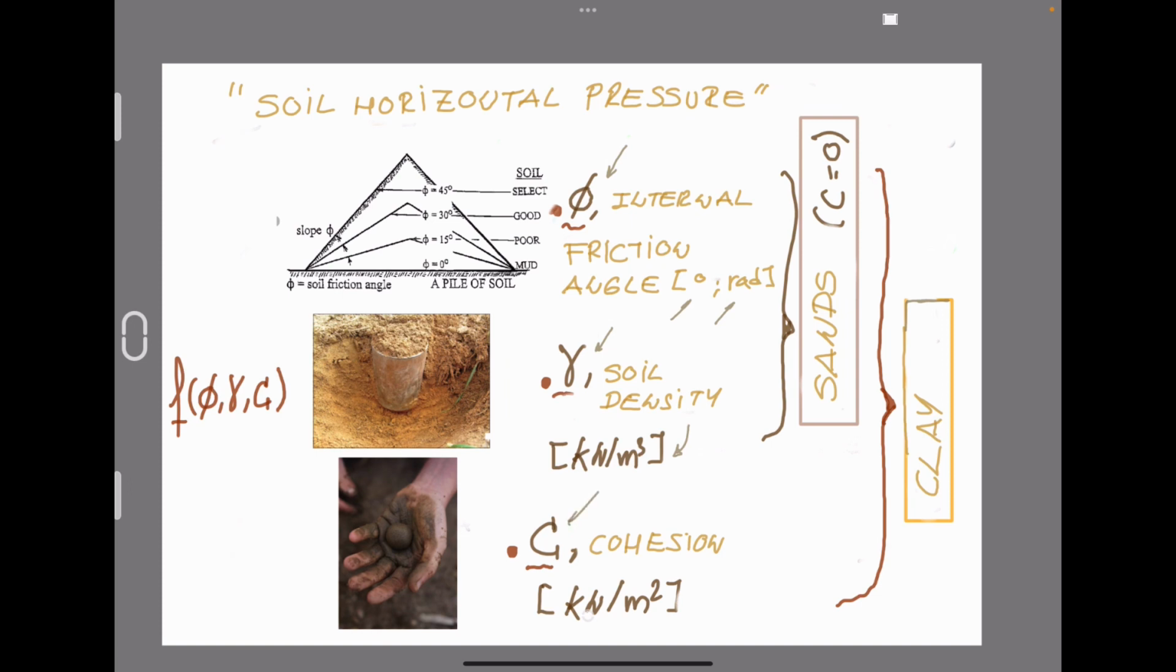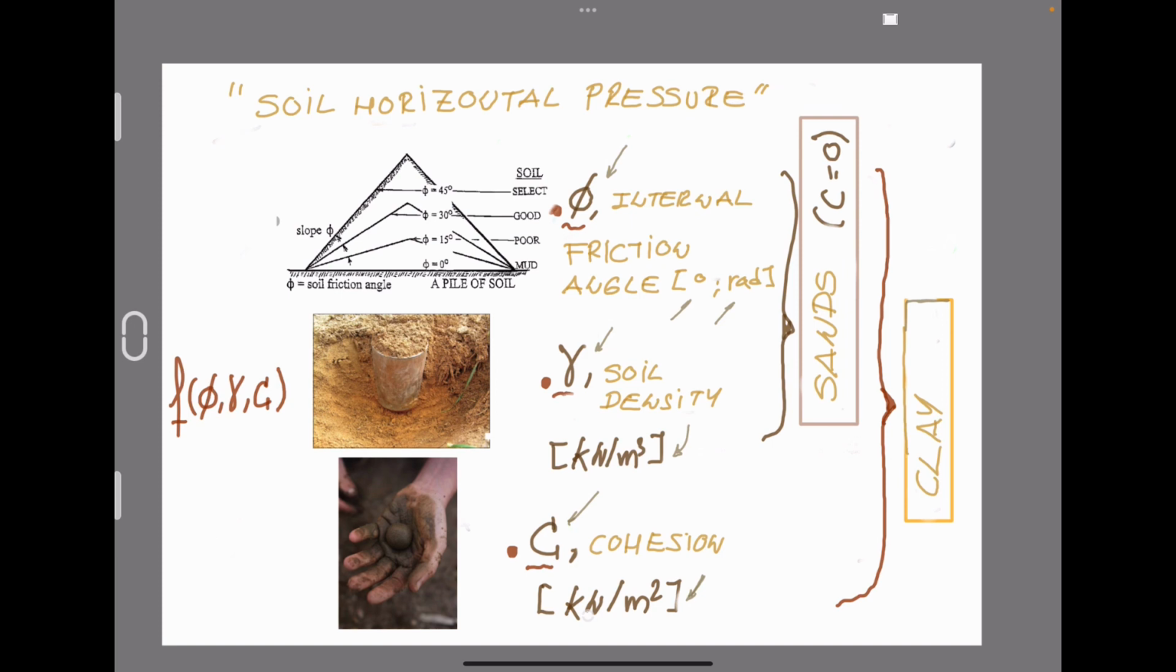And cohesion, normally defined with the capital letter C. The value is typically associated with clays, and the units are normally in terms of pressure or stress. The internal friction angle can be determined if we drop some amount of soil over a flat surface, then a cone will be generated. The inclination between the edge of the cone and the horizontal flat is called the internal friction angle.